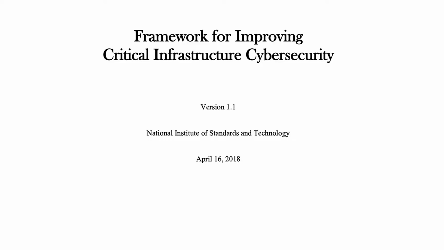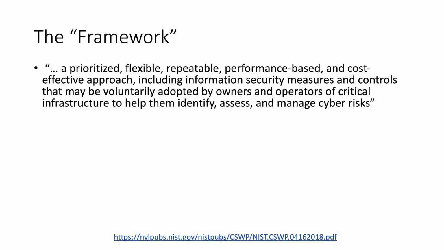And the next important set of guidelines was the National Institute of Standards and Technology's Framework for Improving Critical Infrastructure Cybersecurity version 1.1. Now this is normally called the framework. And the framework is a prioritized, flexible, repeatable, performance-based, and cost-effective approach, including information security measures and controls that may be voluntarily adopted by owners and operators of critical infrastructure to help them identify, assess, and manage cyber risks.